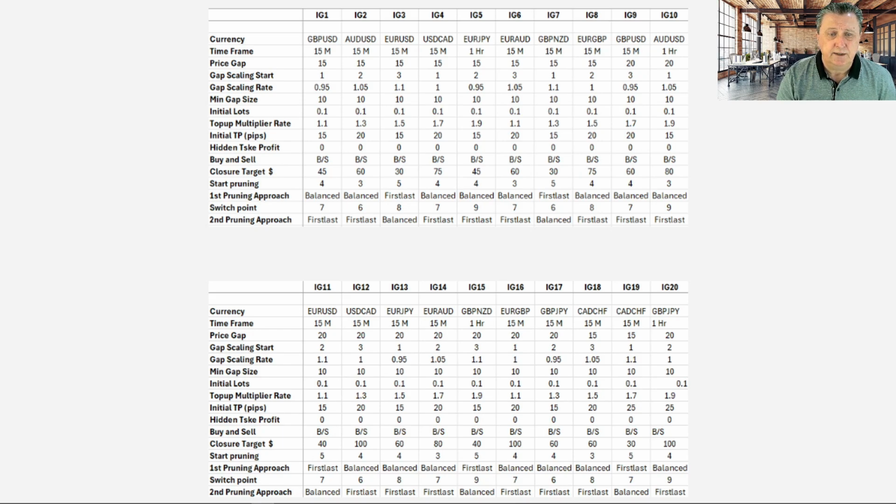Start pruning again, so this will be the first type of the pruning in here. So go somewhere between 3 and 5 what he has. Pruning approach, you have 2 options, balance and first and last, and we'll talk about that later on. So these are the switching points. It starts off with the balance for this particular one, then switches to first and last after number 7 trade, and you can see that varies also somewhere between again starts off around 3 and then finishes around 9, and we also have some similar results that we're going to share with you here today.